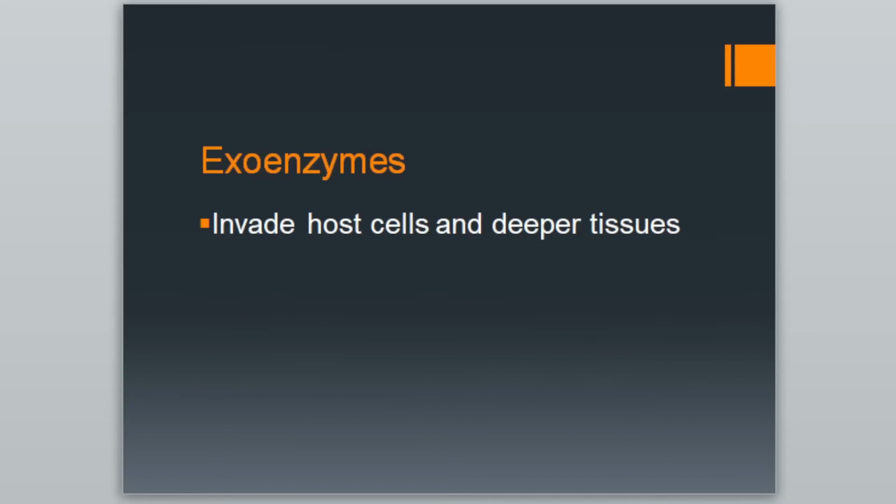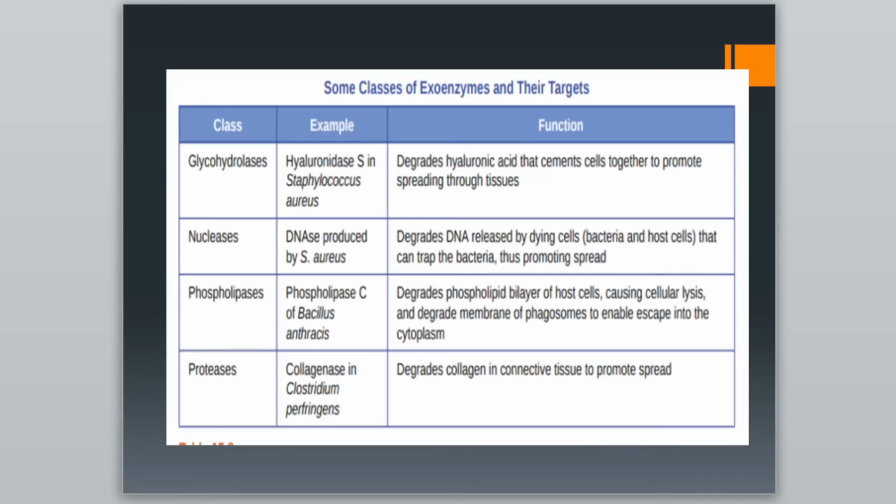Now coming towards the exoenzymes. What are exoenzymes? Some pathogens produce extracellular enzymes or exoenzymes. These enable them to invade the host cell and deeper tissue. Exoenzymes have a wide variety of targets. Let me show you the targets.